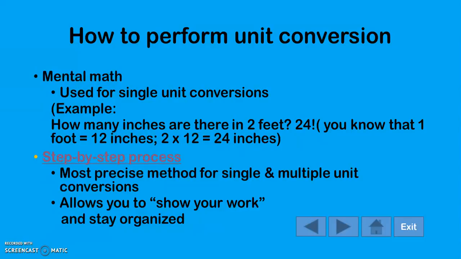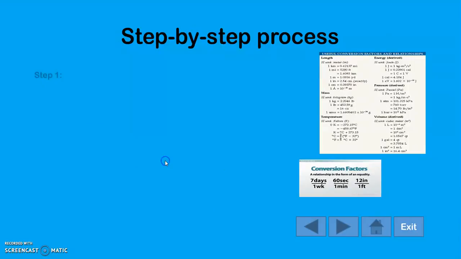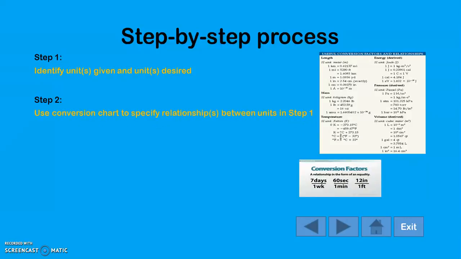However, there is a more precise method for single and multiple unit conversions. It's a step-by-step process. It allows you to show your work and stay organized. Let's take a look at this process. Step 1. Identify the units given and the units desired. Step 2. Use a conversion chart to specify the relationships between the units in step 1.